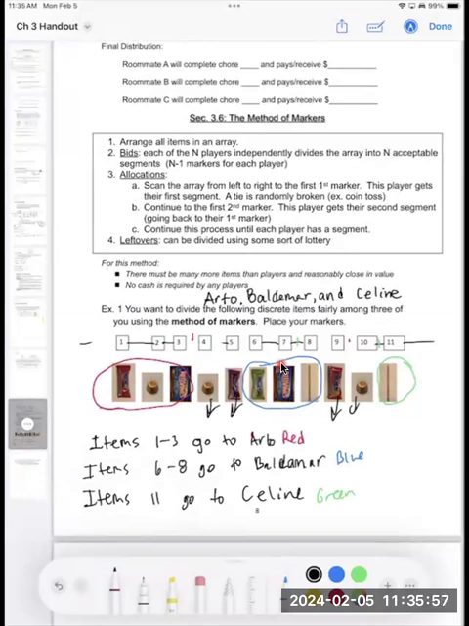So what you would end up doing is, in some random order, maybe a drawing, flipping a coin or rolling a dice, they would one by one get to choose from the leftovers to add to their bounty. And that is the method of markers. So let's see a second example.